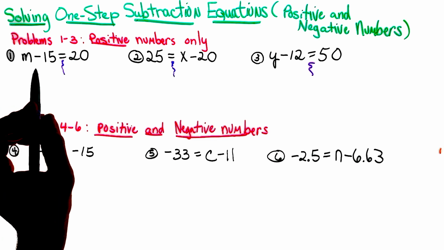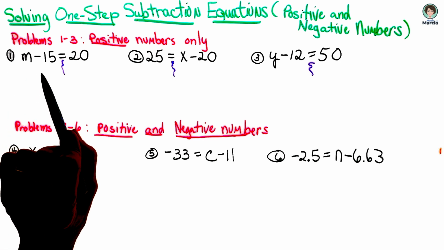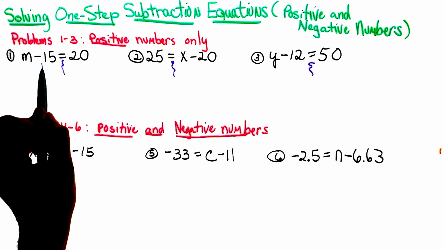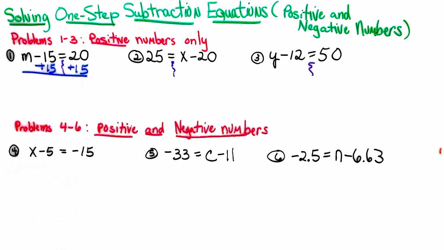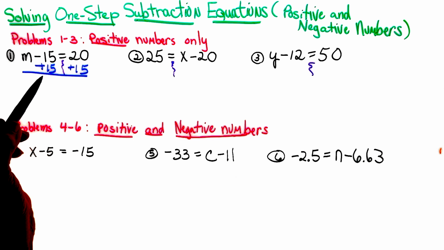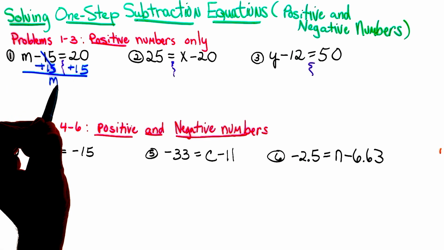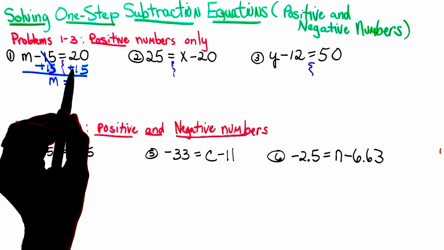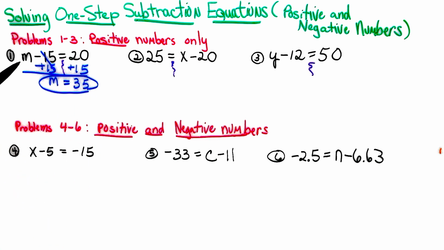We have m minus 15 is equal to 20. So I know the inverse operation of subtraction is addition. I am going to add 15 to both sides of the equation. And I know I've done my work right because I have a pair of opposites in front of my face. When I have a pair of opposites, this cancels out. It turns into a zero. I don't have to write the zero. So I'm just going to write m is equal to, and now I'm just going to add 20 plus 15, and the answer is 35. If we substitute 35 into the equation, 35 minus 15 is equal to 20. That definitely is a way to check your work.